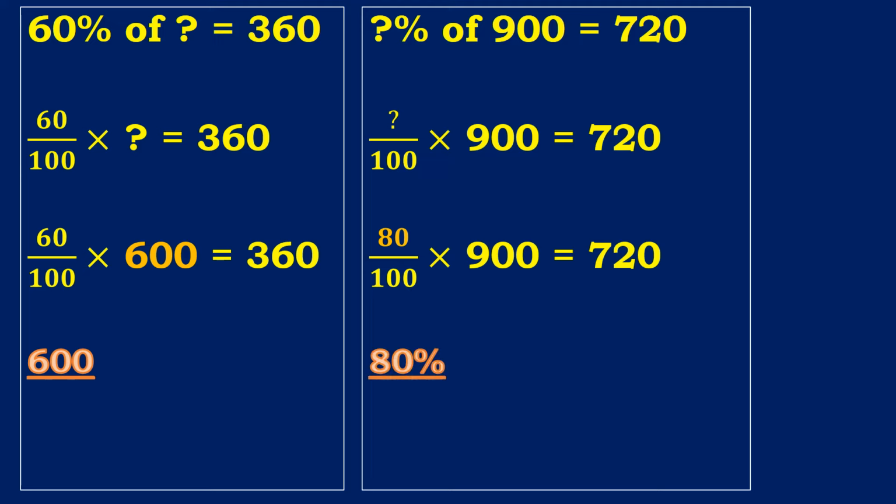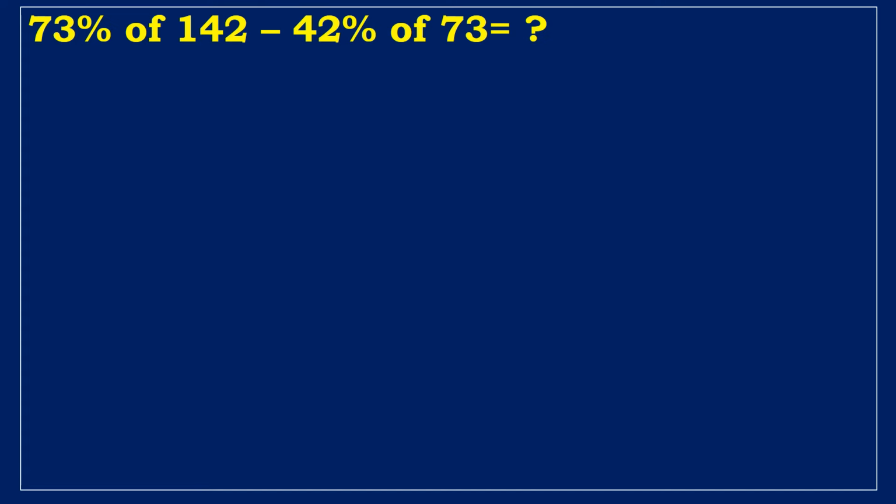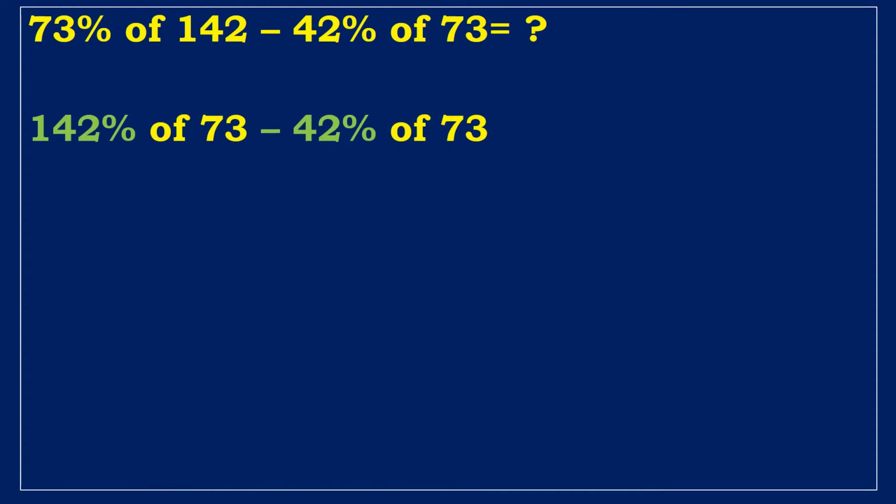Let us now learn the different models for solving percentage problems. The first model of percentage calculation is X percentage of Y is Y percentage of X. Let's look at an example to better understand this concept. What is the difference between 73% of 142 and 42% of 73? From the concept of X percentage of Y is Y percentage of X, the first part of the question, which is 73% of 142, may be expressed as 142% of 73.